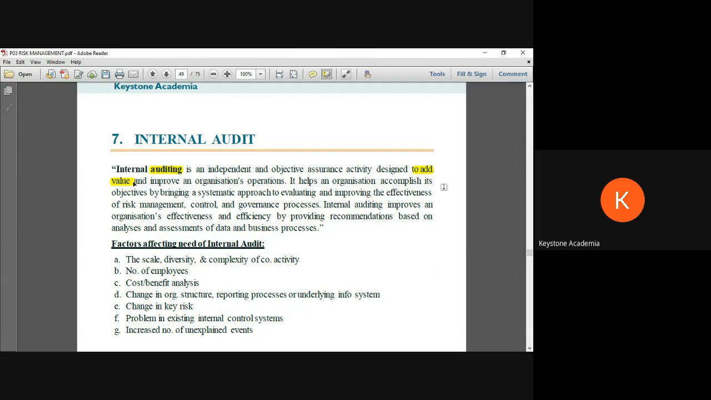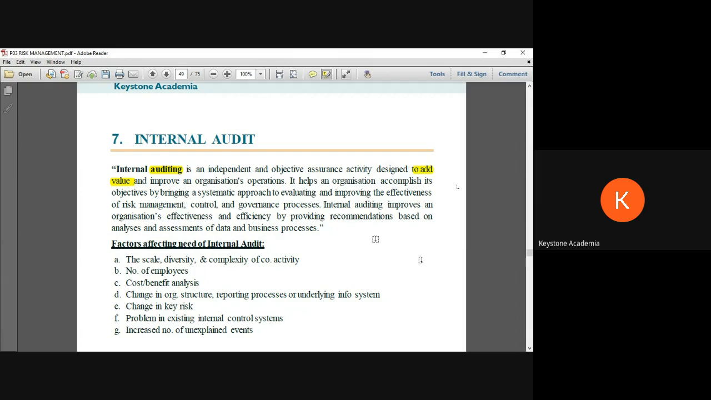It helps an organization accomplish its objective by bringing a systematic approach to evaluating and improving the effectiveness of risk management, controls and governance. Having control is one thing. Let's say you have a lot of controls in place, like we talked about in the last chapter, SOAP SPAM. But who is actually checking if the controls are working effectively, if the people are working effectively? Let's say people are just changing their ID cards and anybody is getting access. So there are controls, but nobody is following them. So we need an internal audit team to come and cross check it.